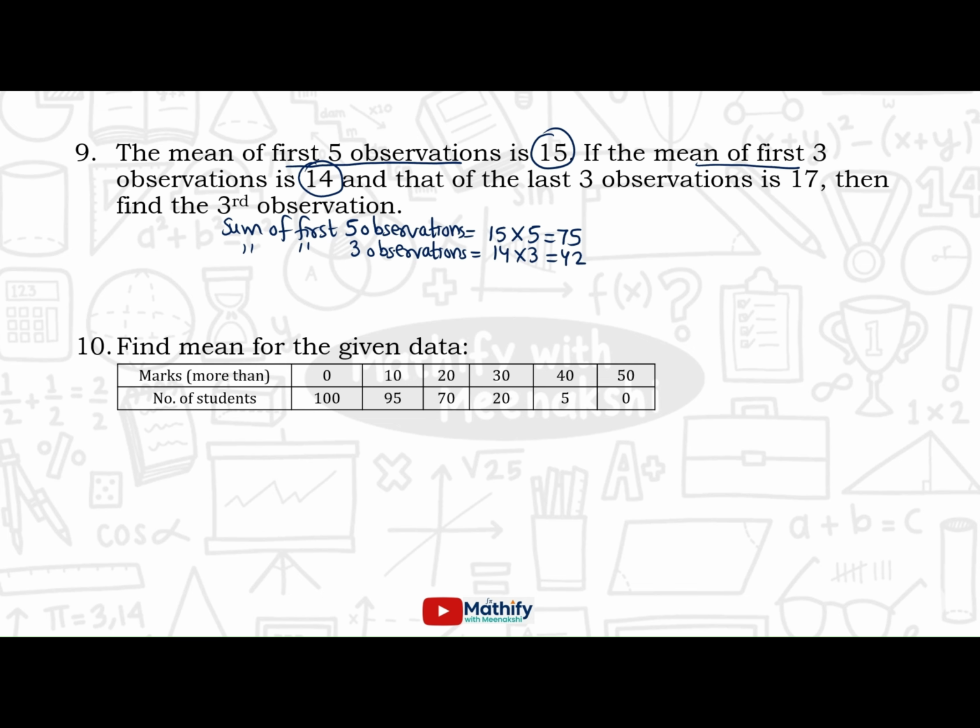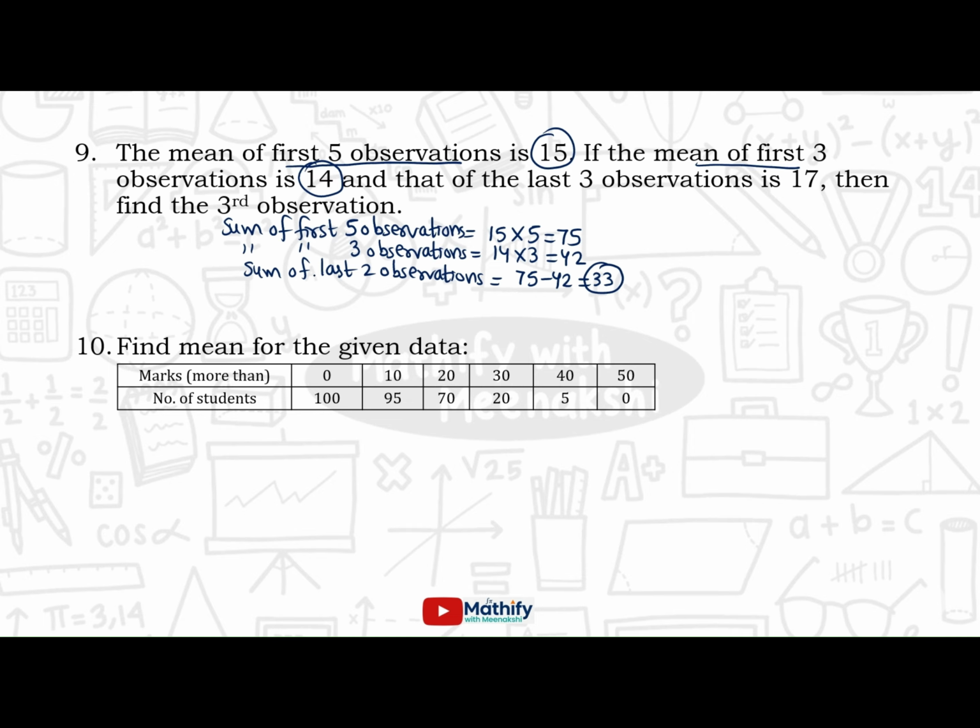Now we know the sum of the first 5 observations. We know the sum of the first 3 observations. If we subtract, what will we get? The sum of the last 2 observations. So just subtract this 42 from 75. You will get 33. So 33 is the sum of the 4th and 5th observations.